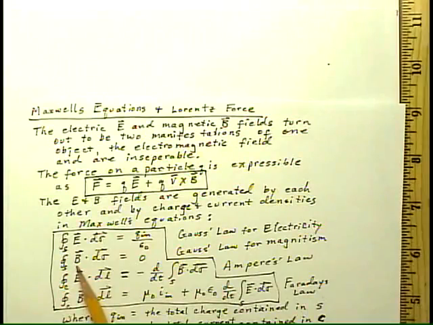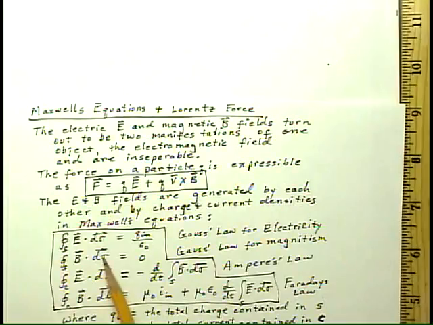If we take the integral of the magnetic field, therefore, over any surface, we always get zero. That means that the magnetic field lines that come into any closed container or closed surface are exactly equal to the magnetic field lines that go out.